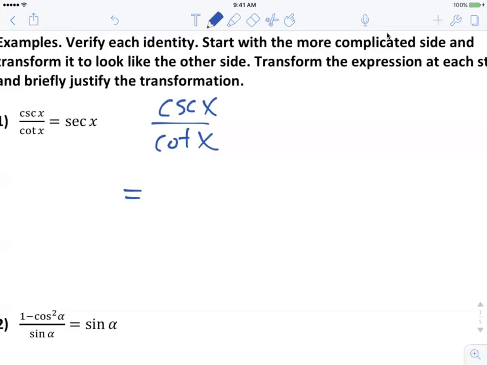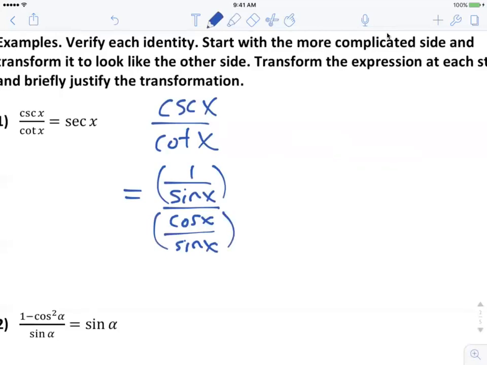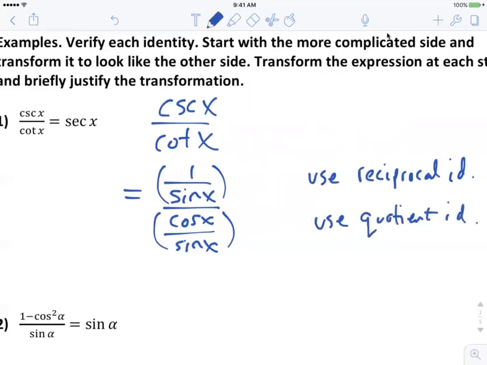So my first thing, my instinct here is to use some identities. So I can replace cosecant at the top with a 1 over sine. And cotangent is cosine over sine. Right? So I replace the top and the bottom. My justification is here I use a reciprocal identity. And at the bottom, I use a quotient identity. Okay, so that's my little justification.